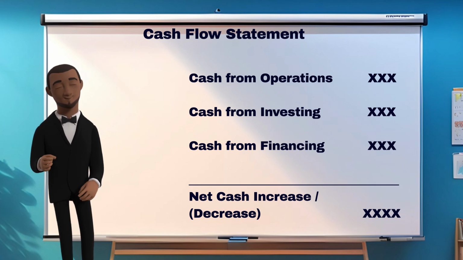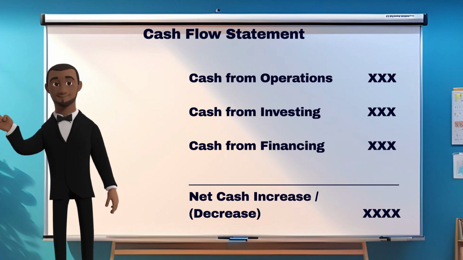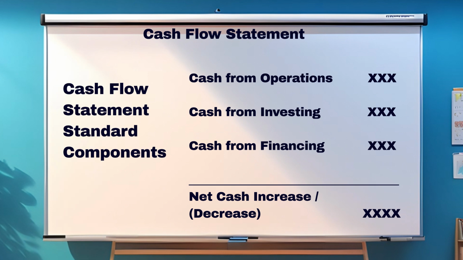First, cash from operating activities. This shows how cash generated or used in the core business operations, like cash received from customers and cash paid for supplies, salaries, operating expenses, etc.